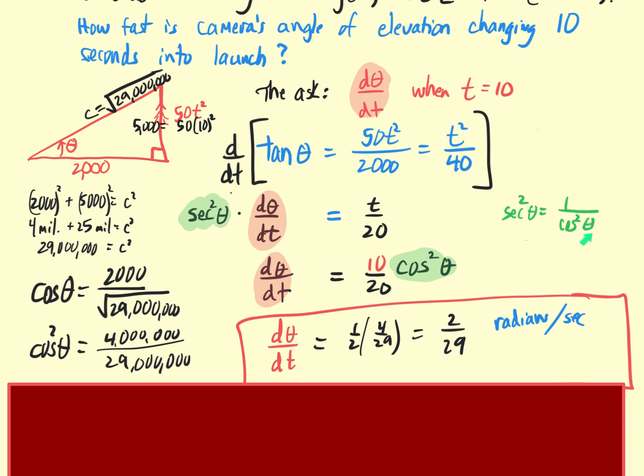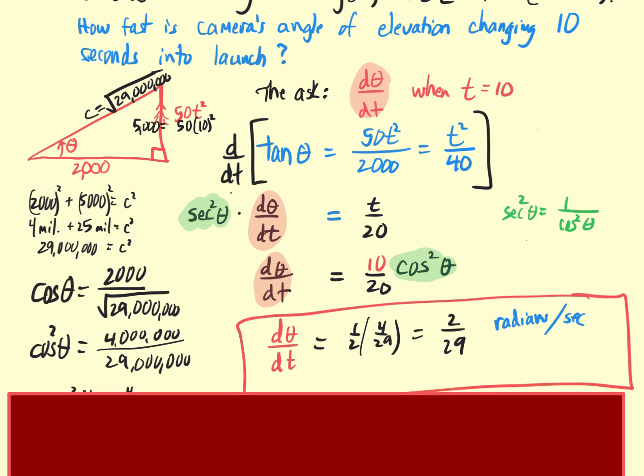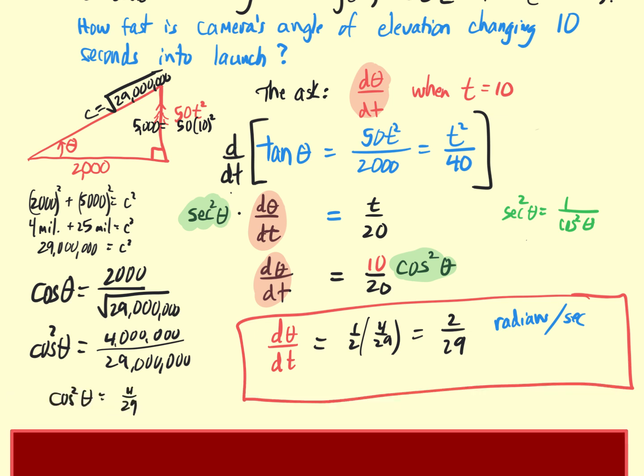Secant is 1 over cosine, so secant squared is 1 over cosine squared. To get rid of 1 over cosine squared, we'll multiply both sides times cosine squared. And cosine squared is 4 million over 29 million, or just 4/29. So we can plug that in: 10/20 times 4/29. Write down the units.